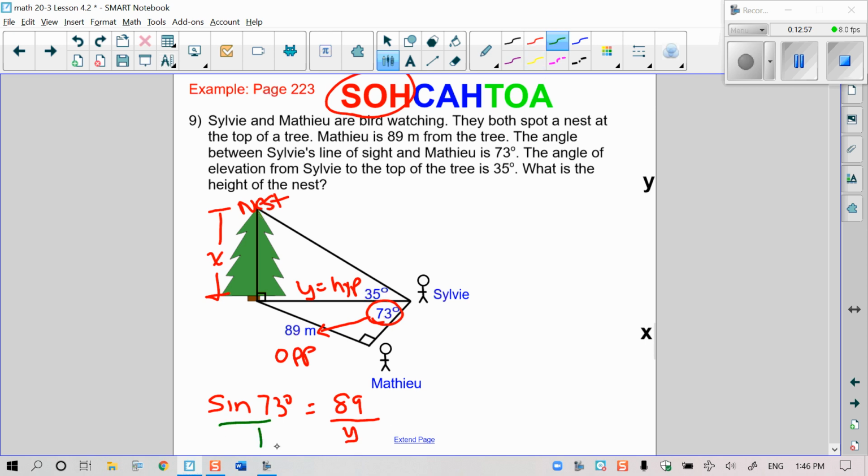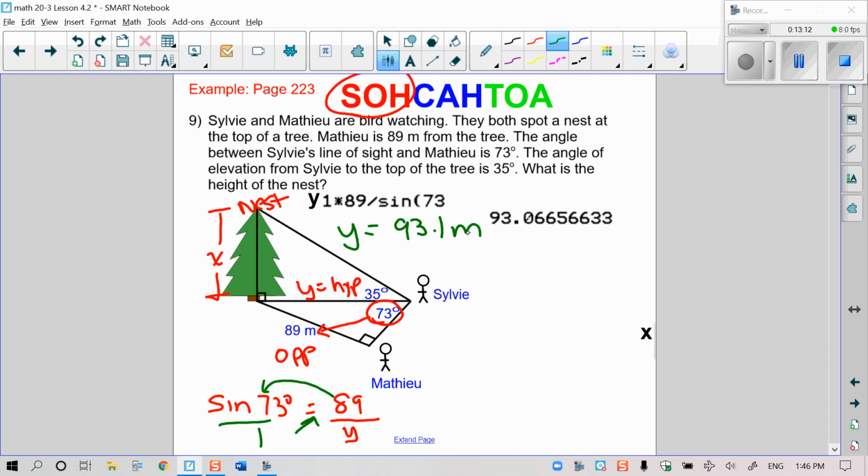Whenever we're solving for the variable, I put the other side over 1, and then I can just use cross multiply and divide. So 1 times 89 divided by sine of 73 is going to give me my y value. So my y value is 93.1 meters. Once I know that, I can put that in my triangle and use that information to solve for x. So this is 93.1.